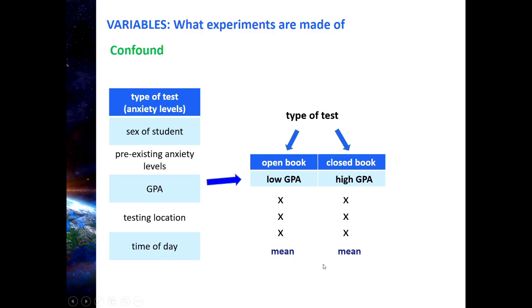Now, if we see a difference between the means, do you understand why we've become confounded, or dumbfounded, I should say? We're dumbfounded because we have this confound. This is an extraneous variable that is systematically different between the groups. So now, when we see a difference between these means, we don't know, is it because of open versus closed book, or is it because of low versus high GPA? We have that confound. GPA is the confound, and now we are dumbfounded.